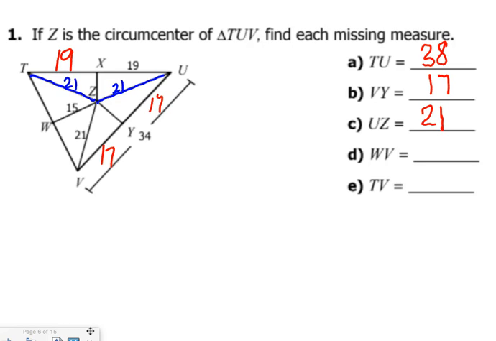WV, where's WV at? No, that was not 21. How would you know that? What angle's right here? 90. So what theorem can we use? What kind of triangle is this? Right. Pythagorean theorem never goes away. A squared plus B squared. So this is my hypotenuse, and I'm looking for one of my legs.